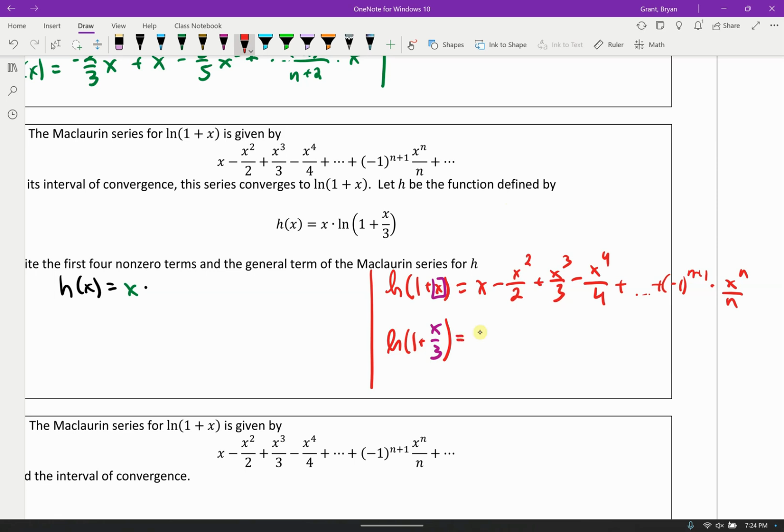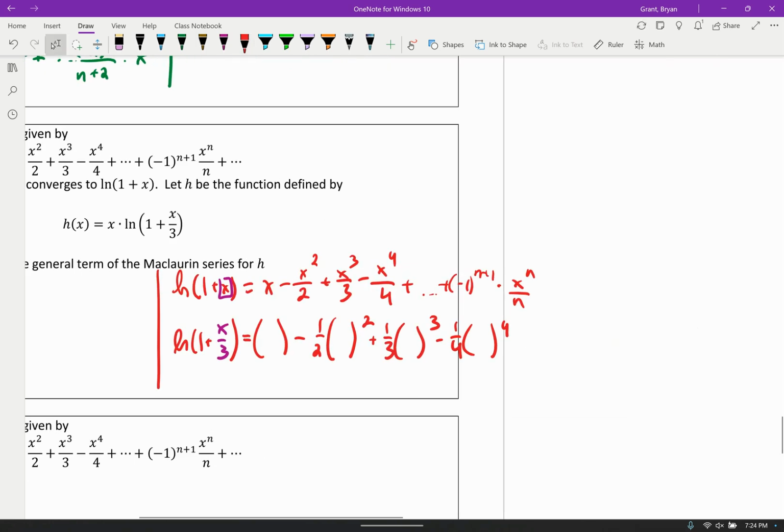So all I'm going to do is take every one of my x's, and I'm going to leave some space here. And in fact, let's go ahead and do this. Let's do 1/2 x squared plus 1/3 x cubed minus 1/4 x to the 4th. And then we have this plus negative 1 to the n plus 1 times 1 over n times x to the n. There we go. And all we're going to do is take every single one of these x's in here and replace them all with x over 3, which isn't too terrible.